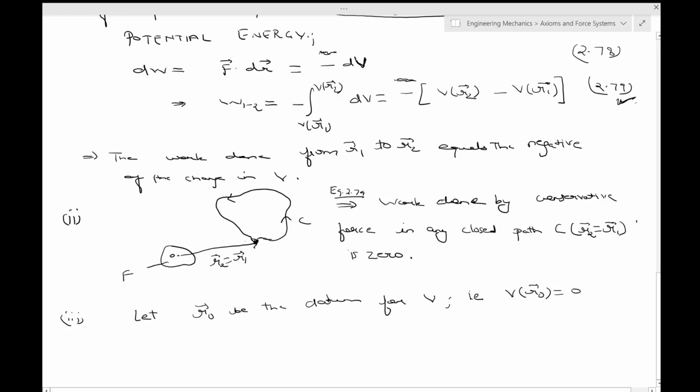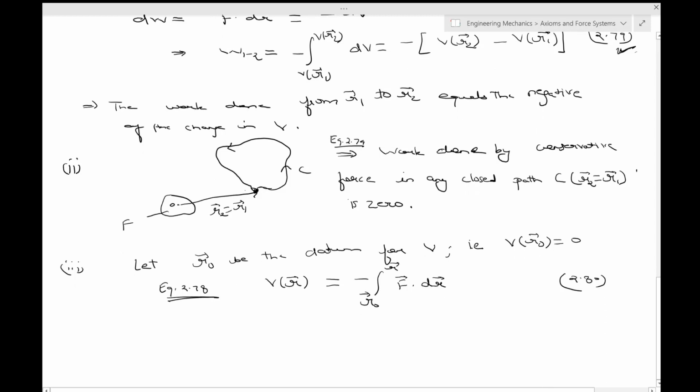Now if you look at equation 2.78, okay, over here, you can write that V of, equation 2.78, just integrate that and we should get V of R minus V of R naught, which is 0, is equal to minus the integral from R naught to R. Okay, so this is 2.80.